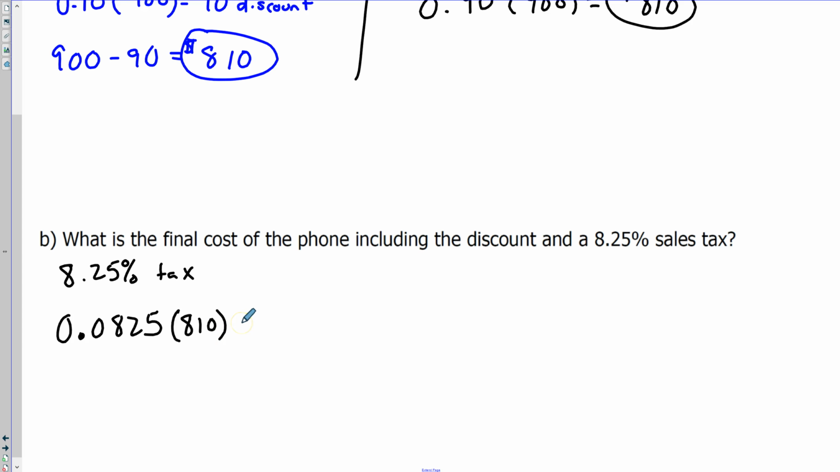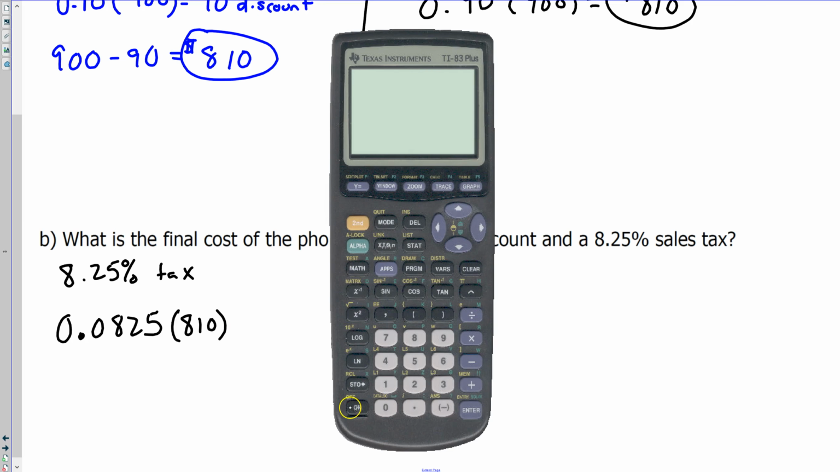So the 810 is what we're going to calculate the sales tax on. And this one, when I type it in, I'm not going to get a perfect decimal. We may have to round it, so I'll show that here. So 0.0825 times 810. We can see we get 66.825.